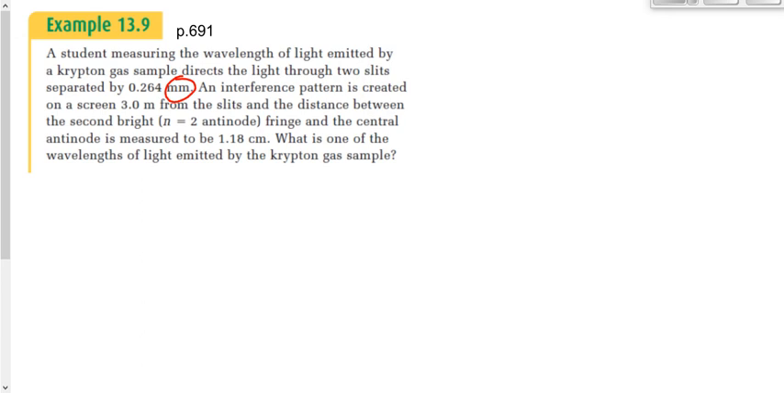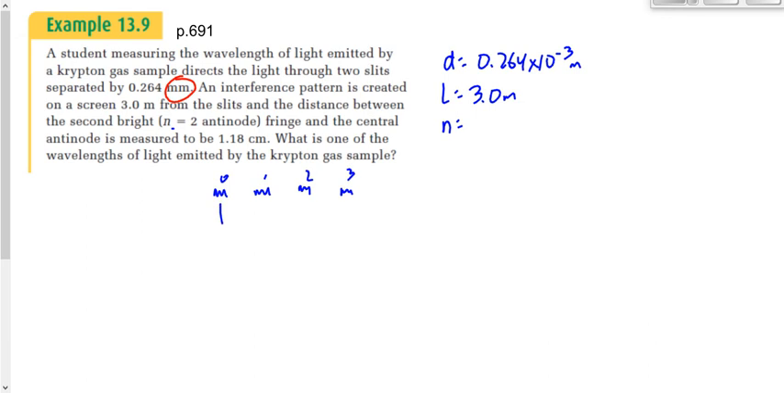So what do we got here? We got D is 0.264 times 10 to the minus 3 meters, which is 0.264 millimeters. L is 3 meters. We're going to say N, going from the second bright spot to the central, N would be equal to 2. And X would be 1.18 times 10 to the minus 2, or you could say 0.0118.